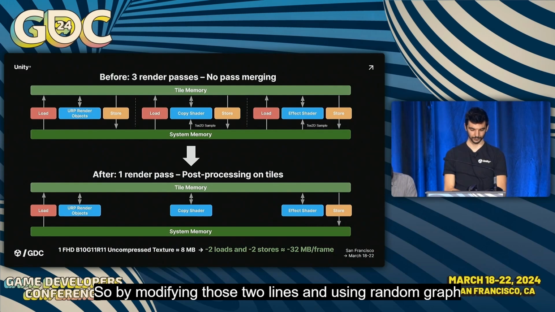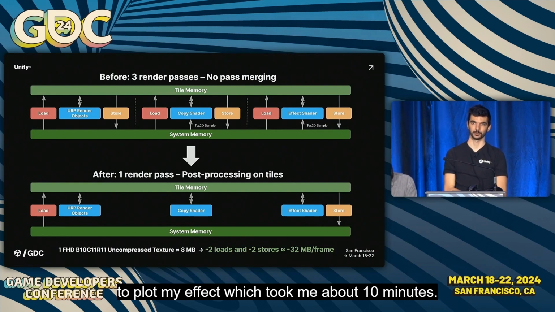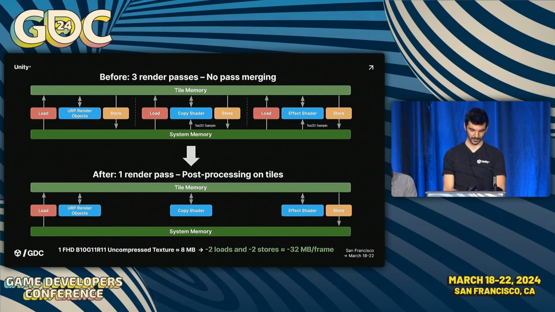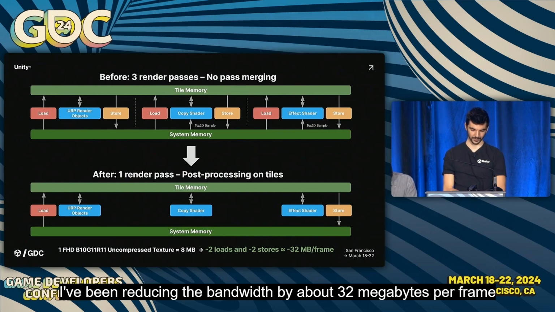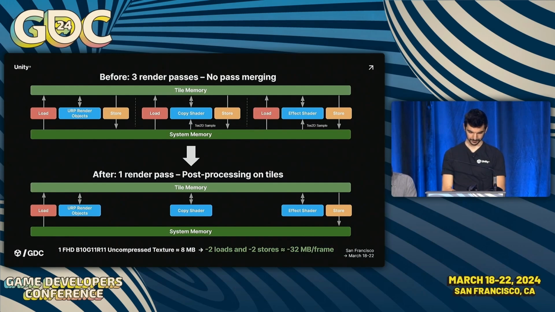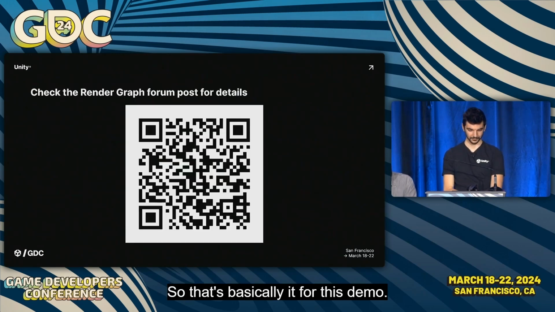So by modifying those two lines and using render graph to port my effect, which took me about 10 minutes, I've been reducing the bandwidth by about 32 megabytes per frame on mobile. So that's basically it for this demo.